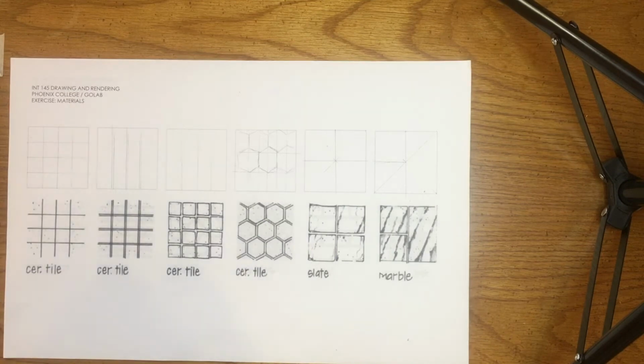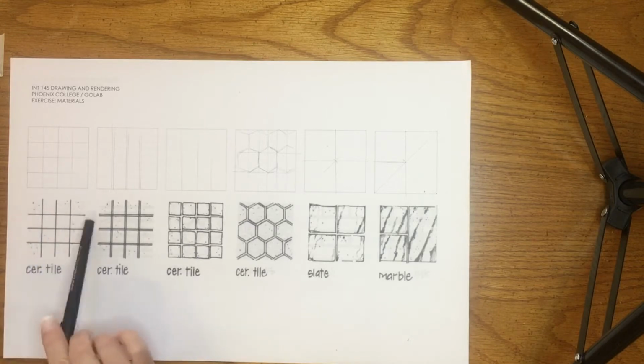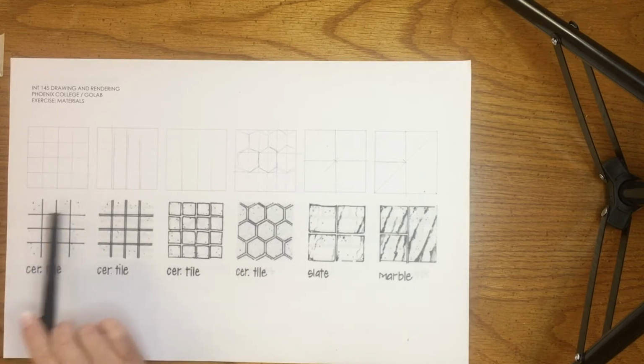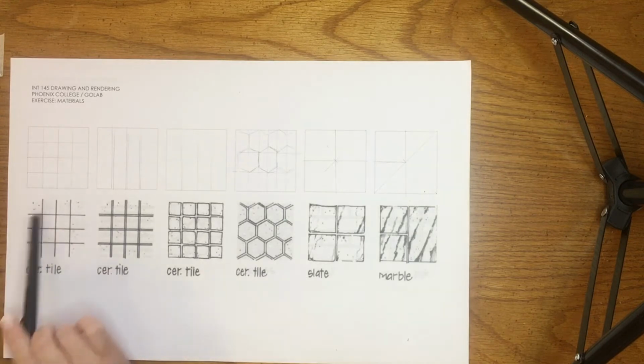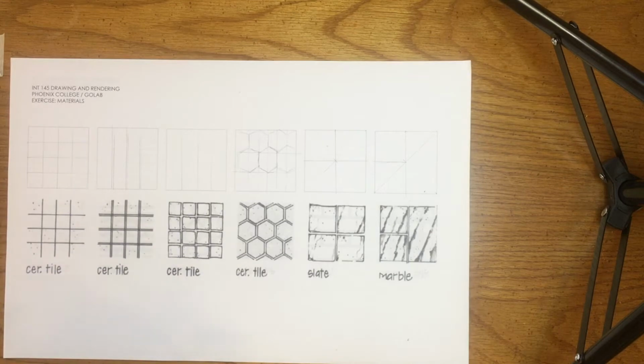So just quickly, I want to go through how these subtly look a little different. It's subtle, and I want to tell you why. Beginning on the left, these are all examples of tile. Number one is just using very clean lines back and forth, and some dots, and that's to represent more like granite.